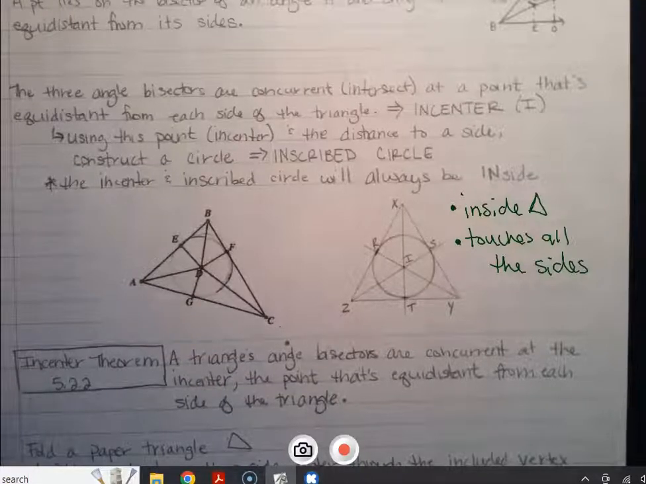So yesterday the circumscribed circle touched all the vertices. The inscribed circle touches all the sides because it's inside. Awesome. Good job to notice that. Very nice.